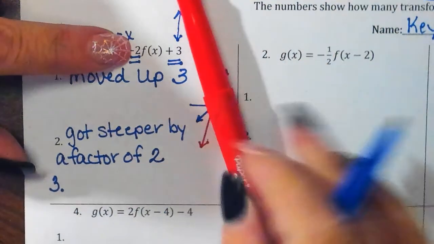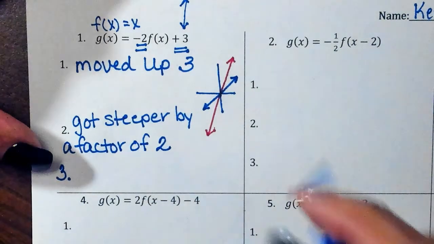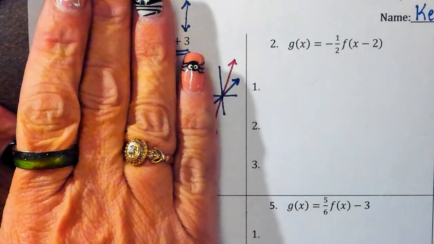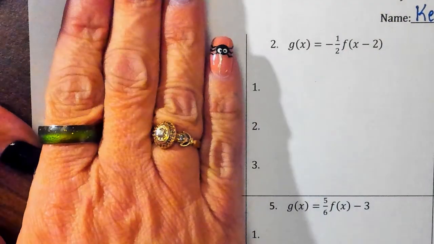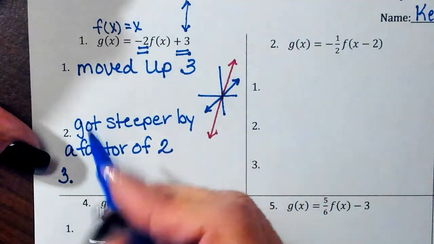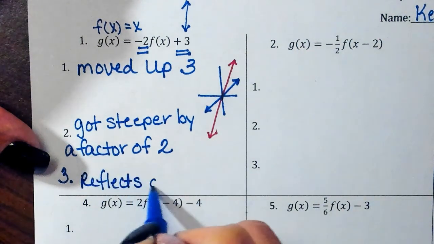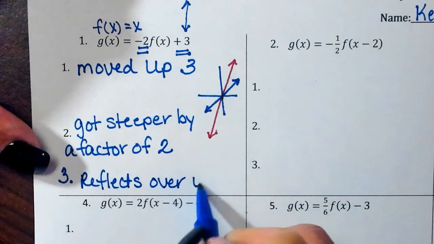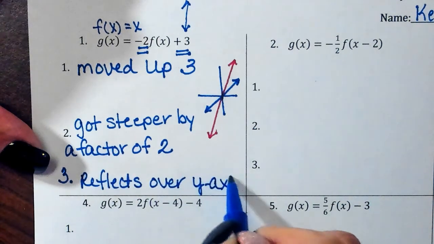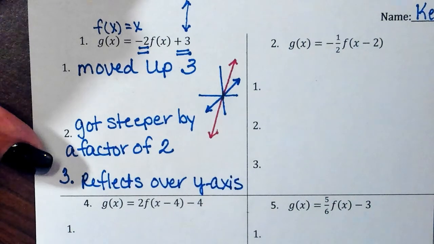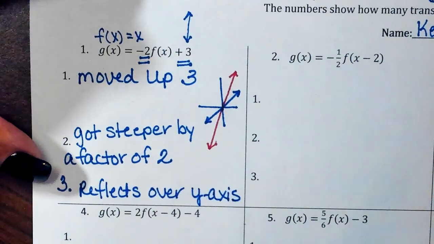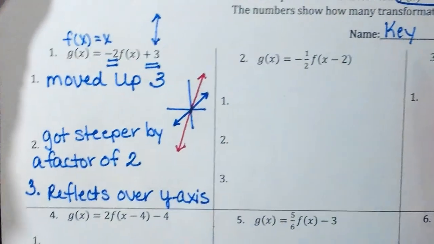All right, now the last thing I have is that negative right there. Remember, the negative takes it and flips it over. It's like a mirror image. It reflects it. So we're going to say it reflects over the y-axis. 3 transformations happened. Okay, so let's look at the next one.